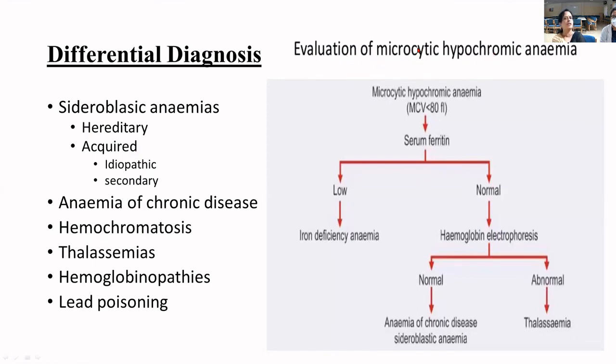How do we evaluate a blood picture? Microcytic hypochromic blood picture. Get a serum ferritin done. If it is low, iron deficiency. If it is normal, two possibilities. Do hemoglobin electrophoresis, along with the clinical findings. If hemoglobin electrophoresis is normal, then we go with anemia of chronic disease or sideroblastic anemia. If it is abnormal, like A2 and F, hemoglobin F increased, that is thalassemia.